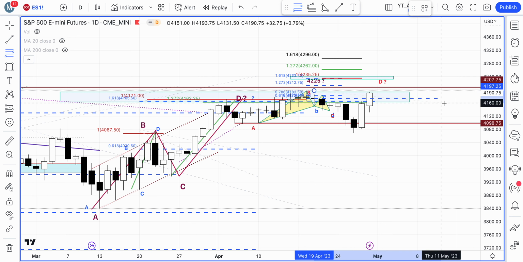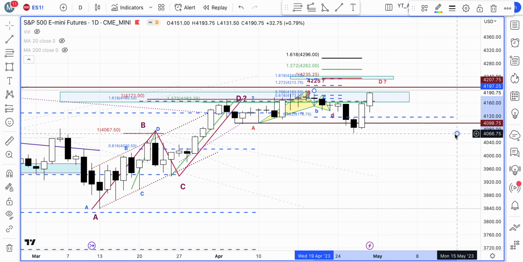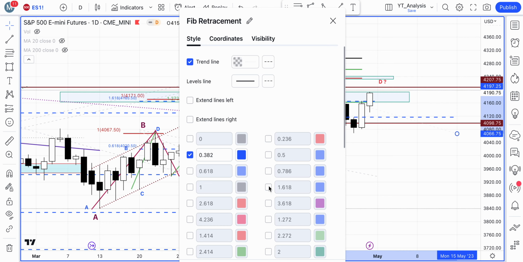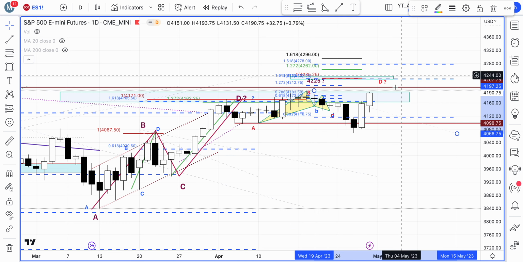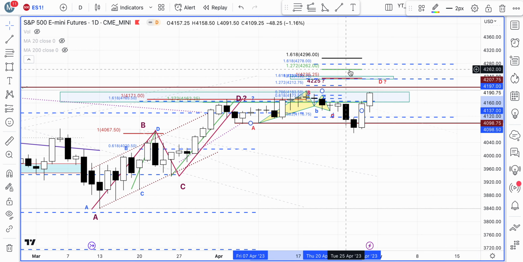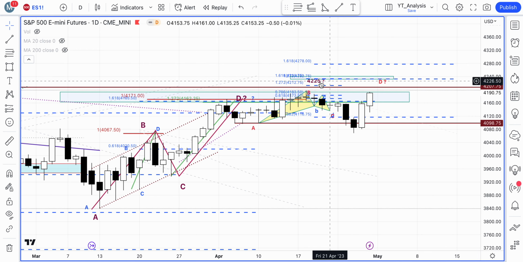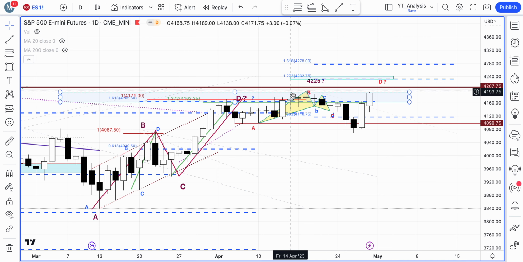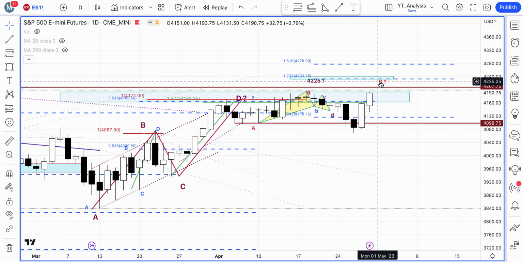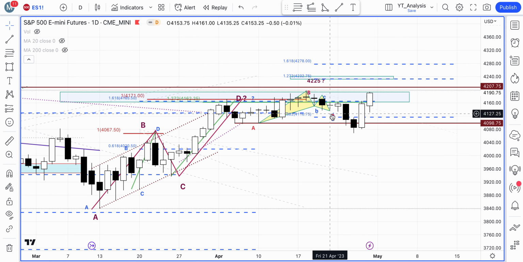Here we go, and 1.618, and then this is the 1.272. This level comes pretty close to the 42.25 we were looking at originally. So 42.25 to 42.30 is a level which is still possible. Let me remove this ABCD structure as well because it's no longer there.